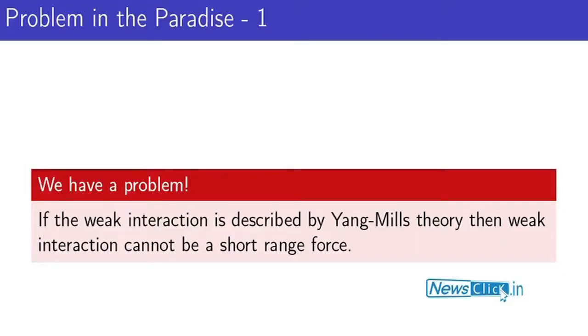Let me remind you which were the two problems. The two problems were, if the weak interaction is described by the Yang-Mills theory, that was the theory of local symmetry, then the weak interaction cannot be short range because the particles were massless particles. But what we saw now is that because of the Higgs field, the same particles which are massless behave like massive particles in the presence of a Higgs field. So that problem is solved.